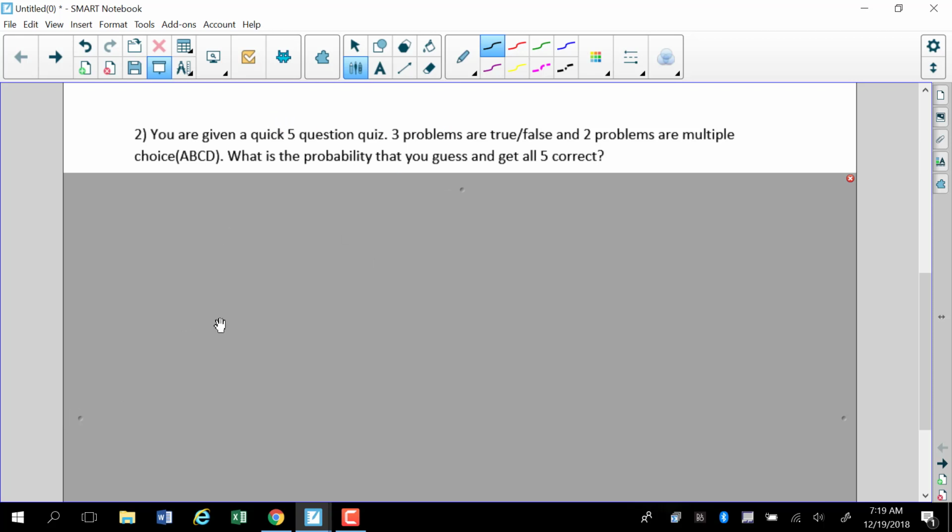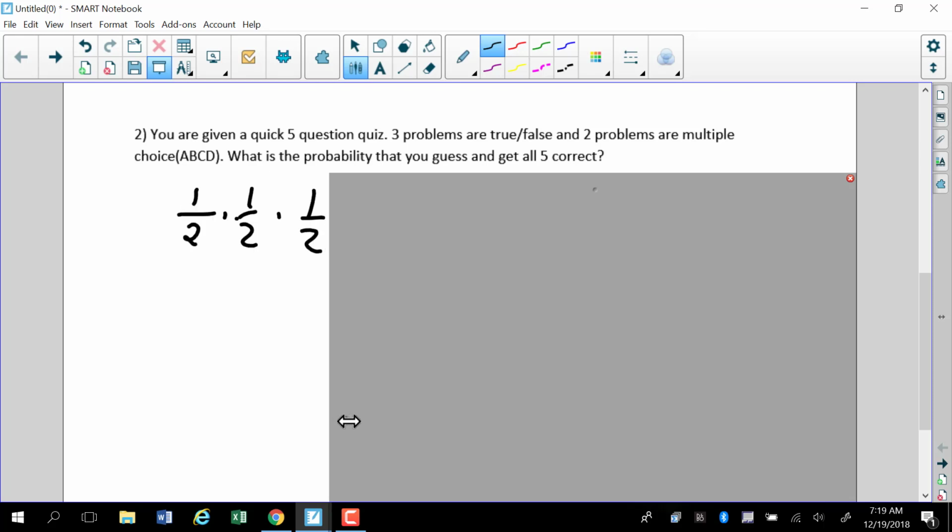So you have 3 true-false problems. First thing you have to understand is that your ability to get the first one, second one, third one right does not change depending on if you got the previous one right, which means they're all independent. So all these are independent guesses, so we can just multiply the probabilities. This is the probability that you get the first one right, second one right, third one right.